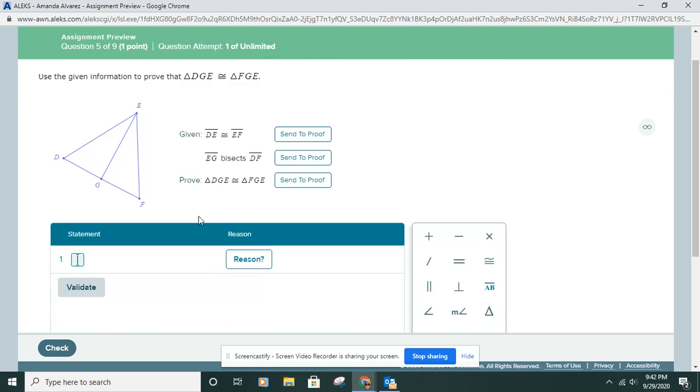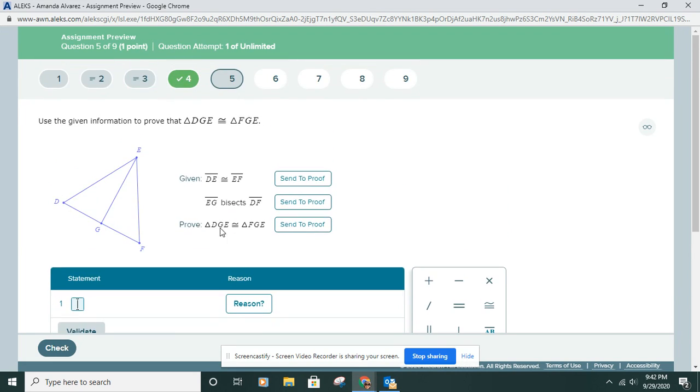Okay. This one's really similar. If you ever see bisects, it means that it cuts it into two equal parts. So you'll just have to see, okay, EG bisects DF. So that would make DG congruent to GF, and it gives you another side. And that's by the definition of a bisector.